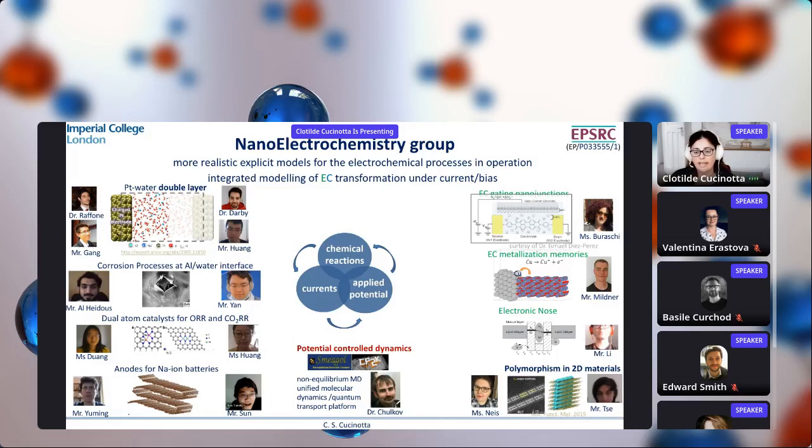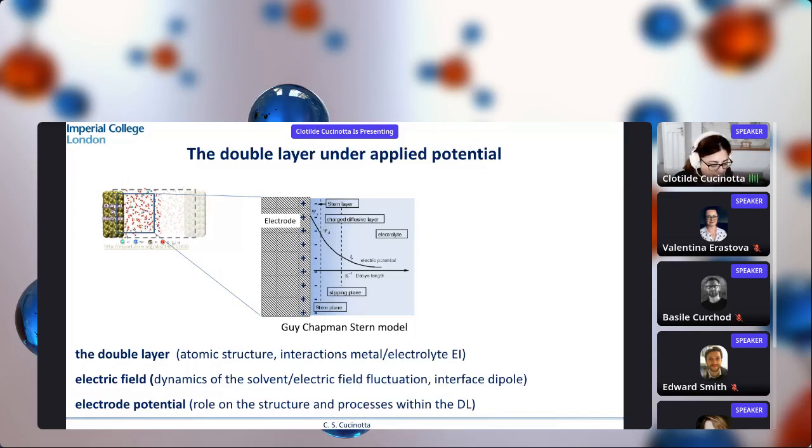And so the general projects in my group run from energy, corrosion, oxygen reduction, processes of batteries, but also electrochemical nanojunctions, memristors and sensing. But as I said, here I want to focus on the double layer, the description of a platinum water interface.